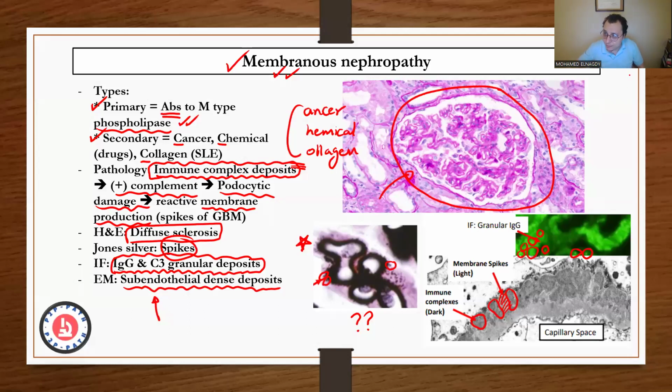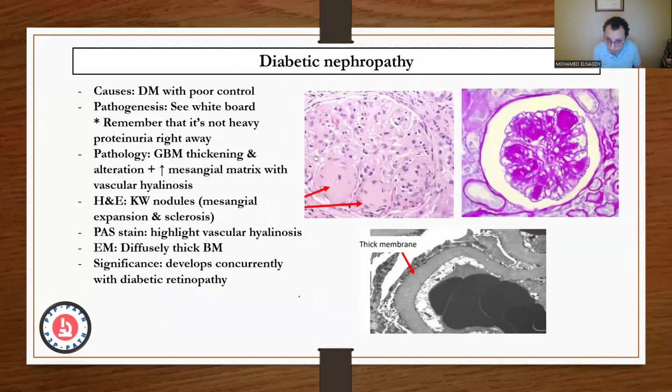So that's what they mean by subendothelial dense deposits. So here are the deposits. The deposits here are subendothelial. Here are the membrane spikes. Please memorize this picture. Very important. Memorize also this spiky lumens of Jones silver stain. This picture is also important, membranous nephropathy.